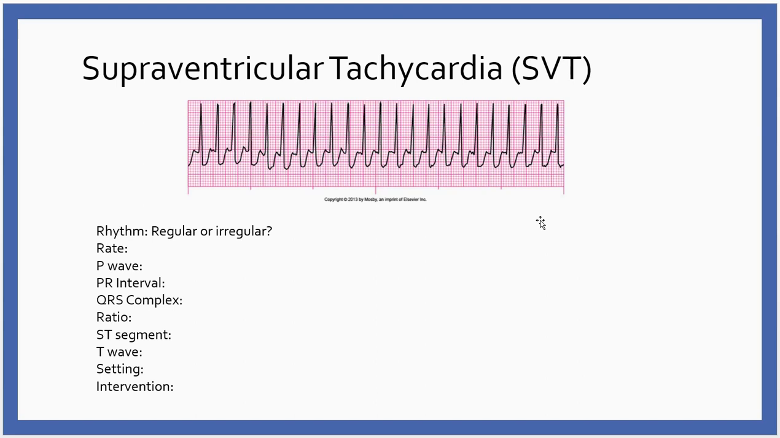SVT occurs typically when, this isn't the SA node anymore, folks. This is an irritable area in the atria that took over from the SA node and is firing at a very rapid rate. As an adult, your SA node is rarely going to pace you any faster than 150 to 160 beats a minute. So when we see an adult with a narrow complex tachycardia like this, we call it supraventricular tachycardia, meaning it's not ventricular.